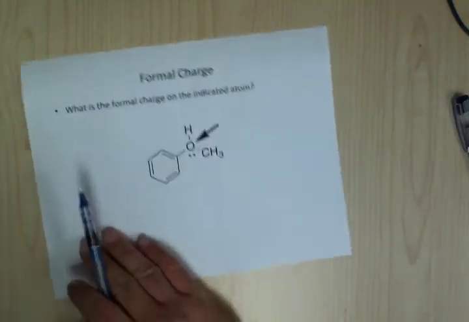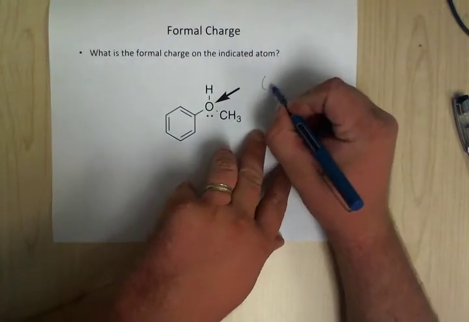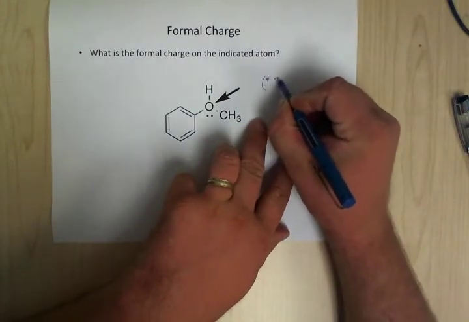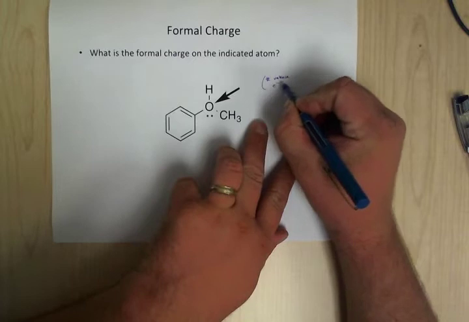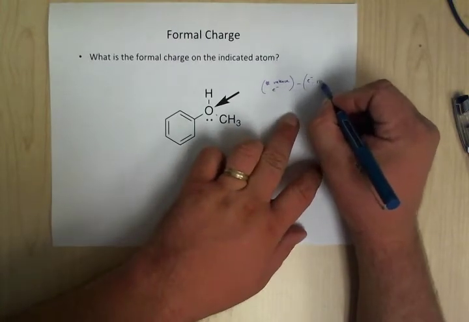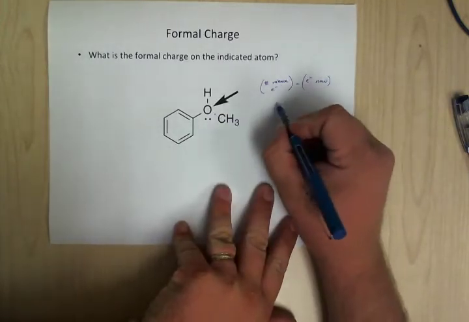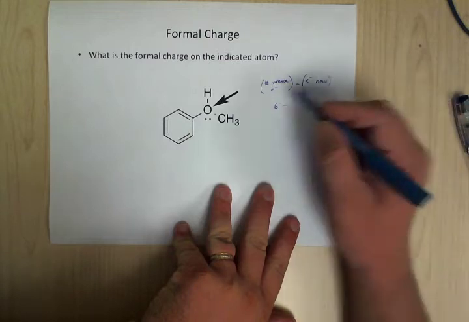Now, formal charge. What you're looking for is the number of valence electrons minus the number of electrons now. Oxygen typically has 6. Now we're going to subtract how many it has now.